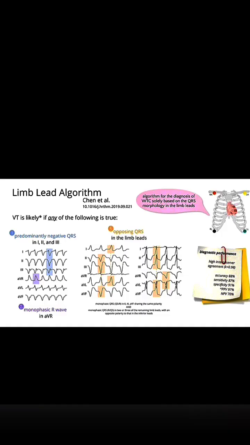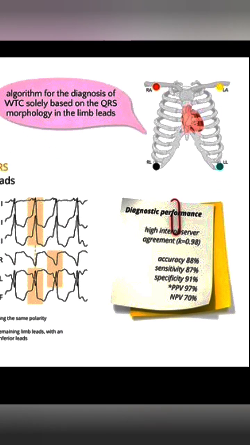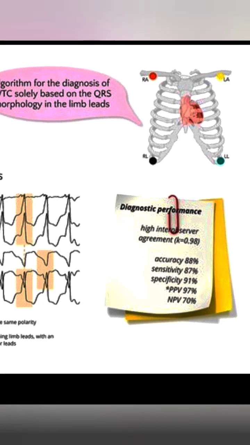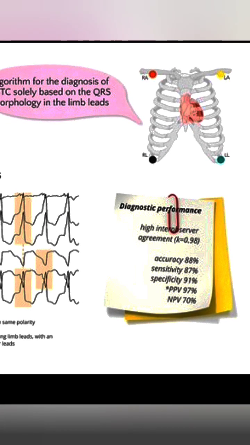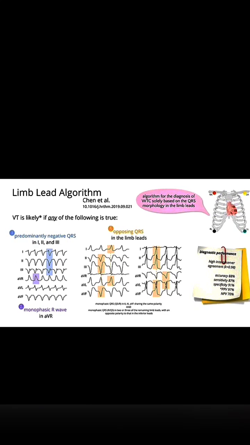Limb lead algorithm: VT is likely if any of the following is true. There is predominantly negative QRS in 1, 2, and 3. Monophasic big R wave in aVR. Opposing QRS in the limb leads. This algorithm is solely based on the QRS morphology in limb leads. Its accuracy is 88, sensitivity around 88, specificity 91, positive predictive value 97, while negative predictive value is 70% for the limb lead algorithm by Chen et al.